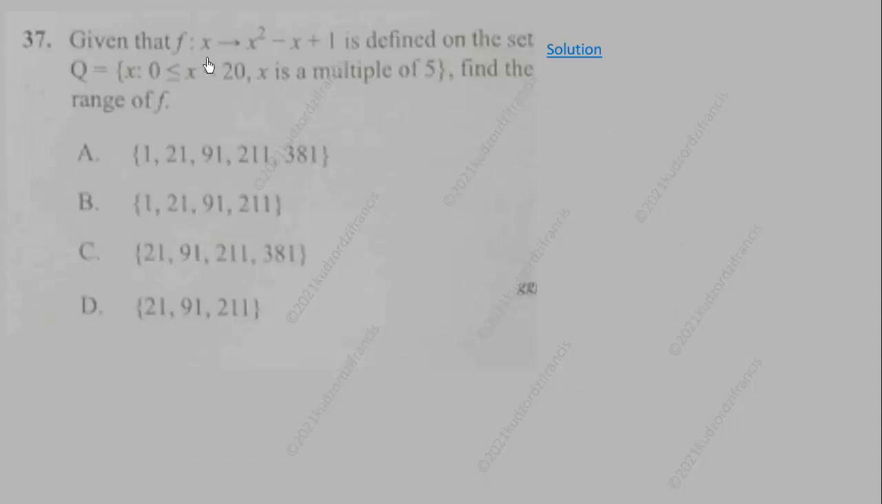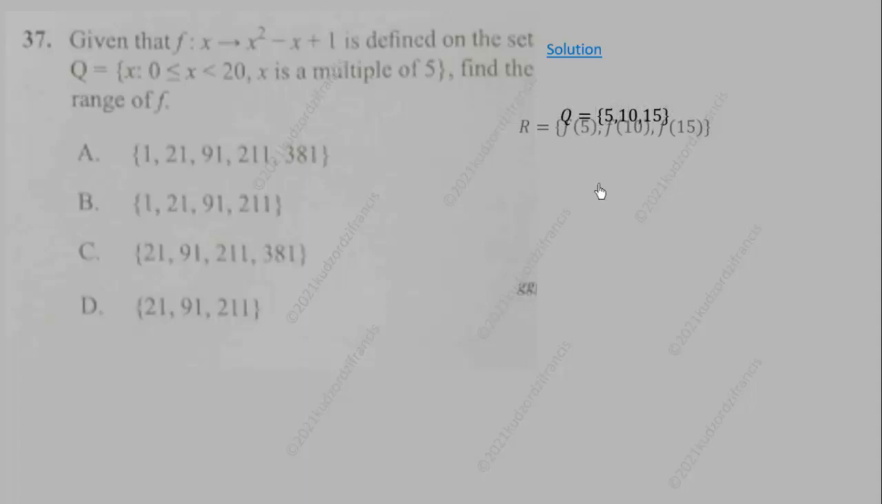Given that f is such that x maps onto x² − x + 1 is defined on the set Q, that is the domain. X is such that x is greater than or equal to 0, x is less than 20, and where x is a multiple of 5, find the range of f. To find the range of values, we need to get the domain. We're told that the domain is from this set where x is a multiple of 5. So multiples of 5 are 5, 10, 15.